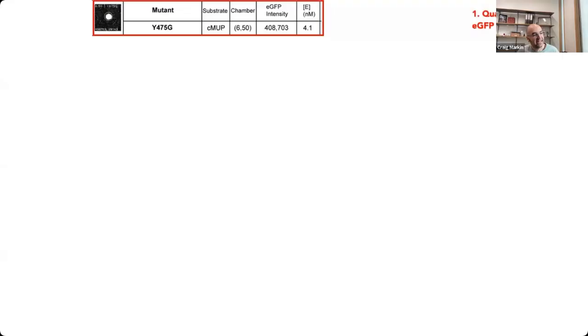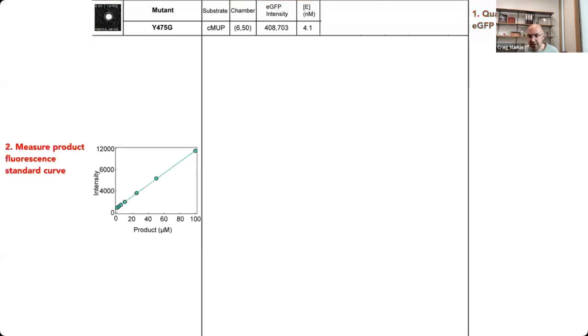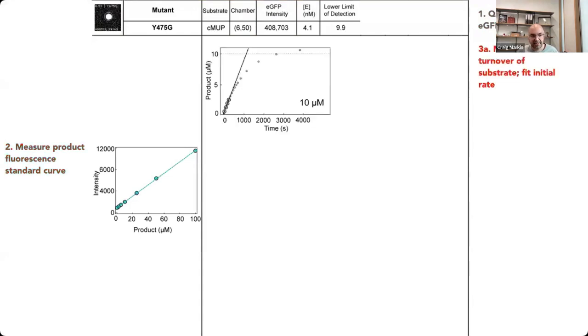So here's how we analyze the data, and we're going to go through the analysis pipeline very briefly just for one chamber containing one mutant. So in the first step up here, we quantify the effective enzyme concentration from the intensity of the EGFP spot. So in this case, we have about 4 nanomolar of enzyme. Then just like in a normal biochemistry assay, we measure product fluorescence standard curves. We just flow in a series of different product concentrations to each chamber, quantify the fluorescence for each one, and then fit a standard curve. And then we're ready to do assays.